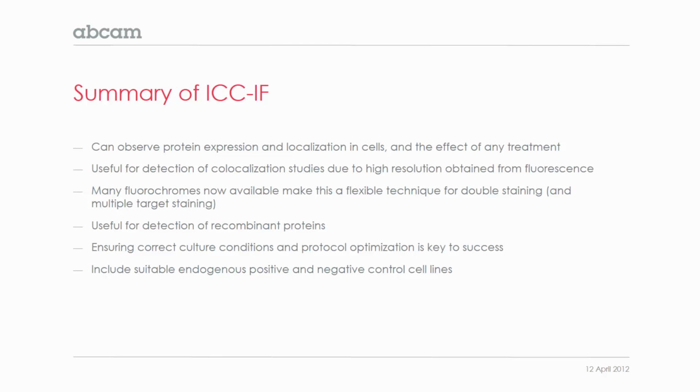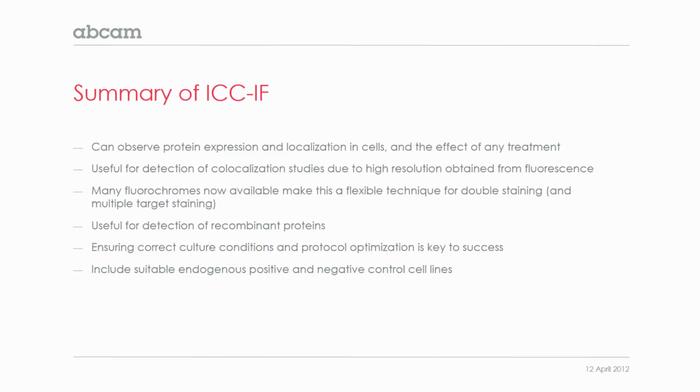So that concludes my presentation. Just to confirm some of the things we've gone through today, ICC-IF has many advantages. It's a fantastic technique for looking at the localization of cells. And you can also check the effect of any treatments on the cells. Very useful for the detection of co-localization of different targets because of the high resolution. There are many fluorochromes available now, which make it a very flexible technique for double staining.